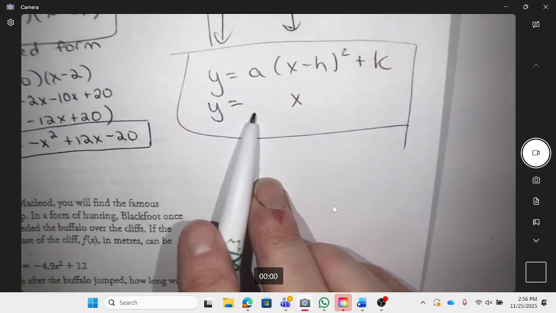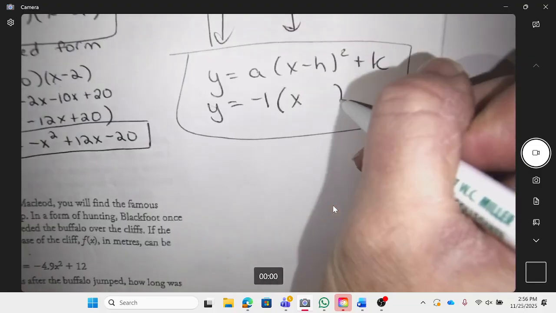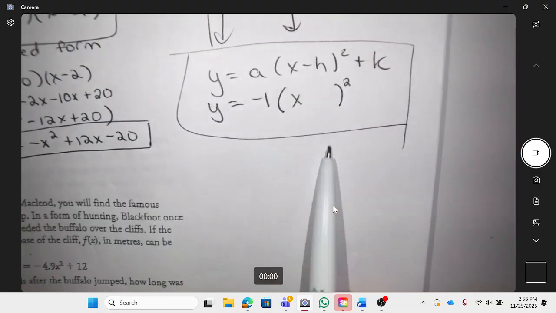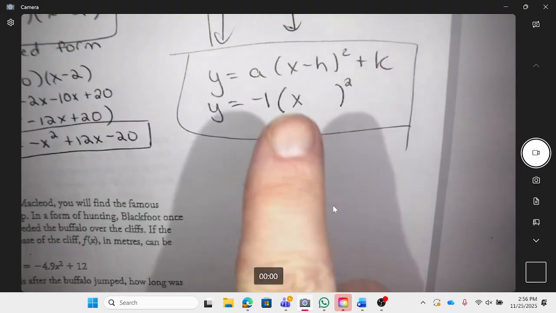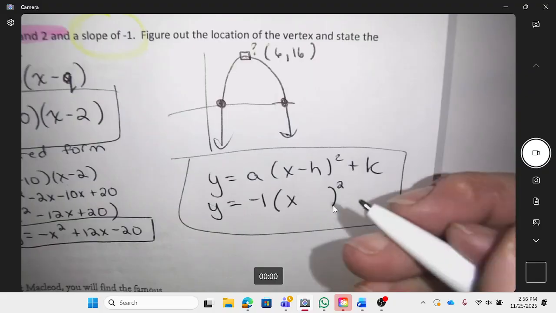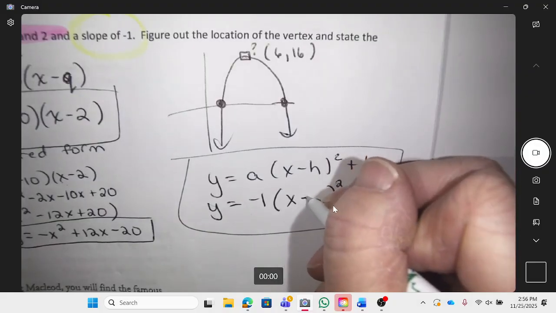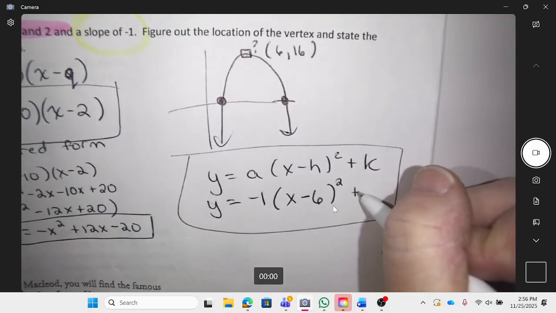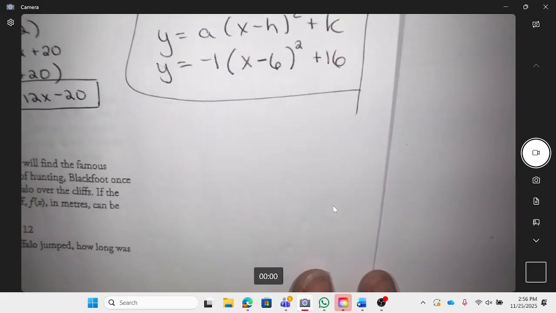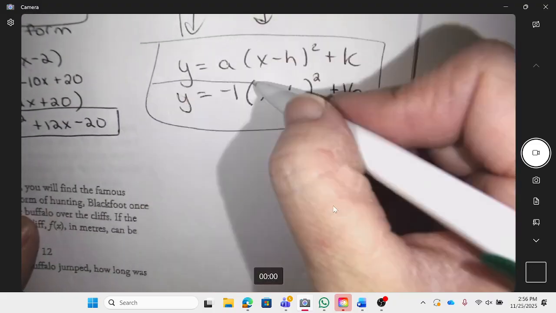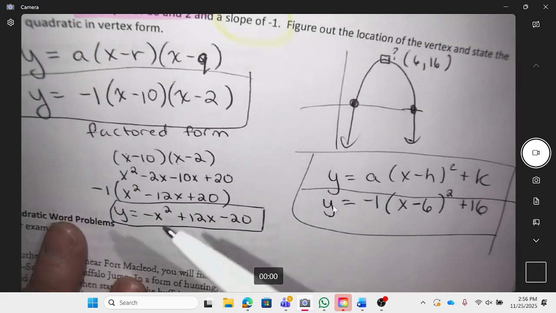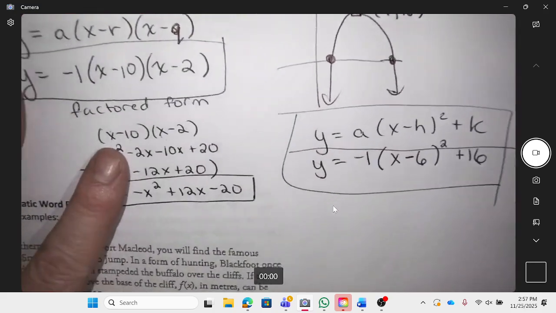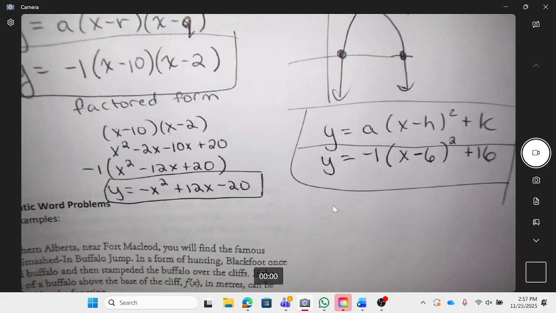What was our a number? What was our multiplier? We already had it? -1. What are you going to replace those vertex numbers with? Because we just figured it out. We should go -6, opposite, and plus 16. Okay, this equation and this equation are the exact same equation. We just changed them all to be to the different forms, but they all are the same thing.